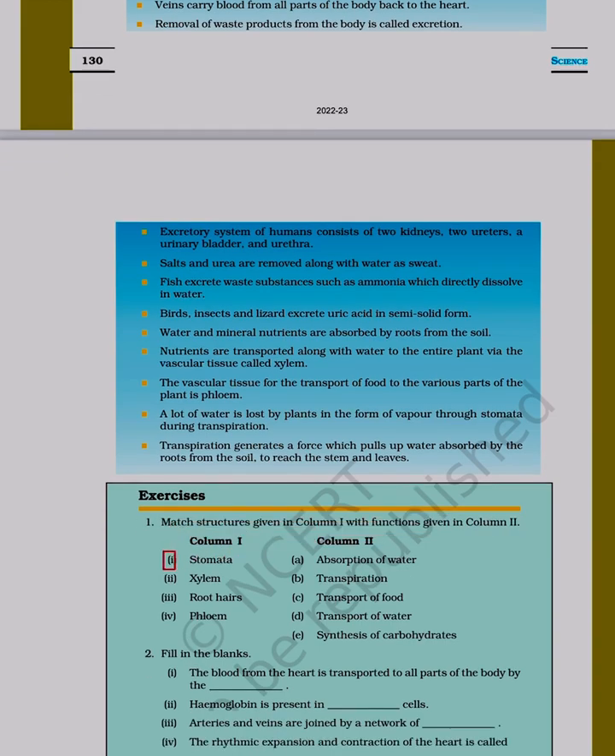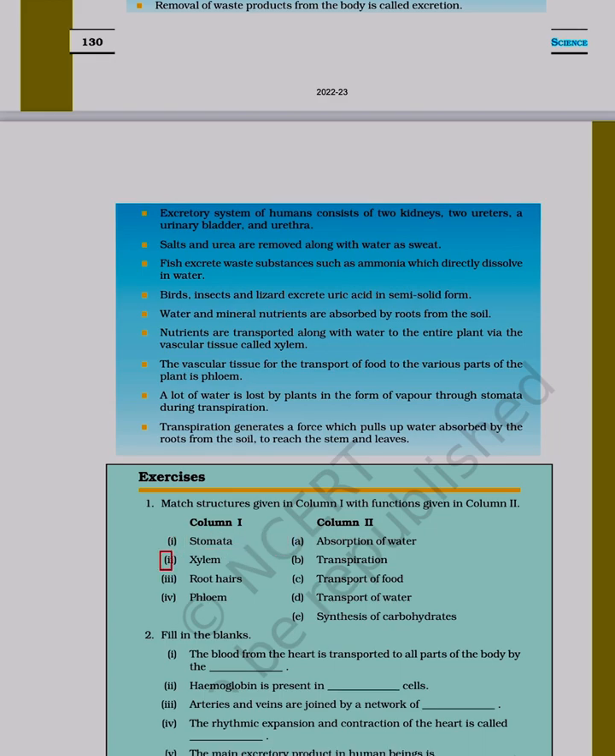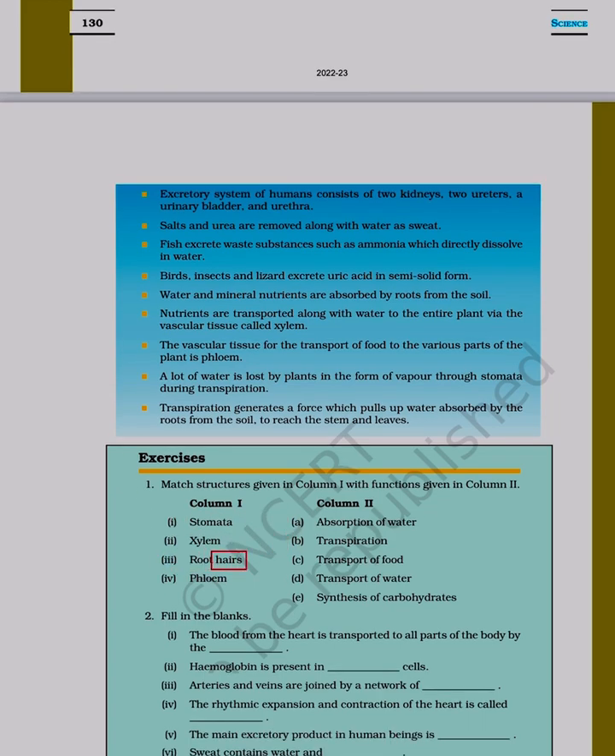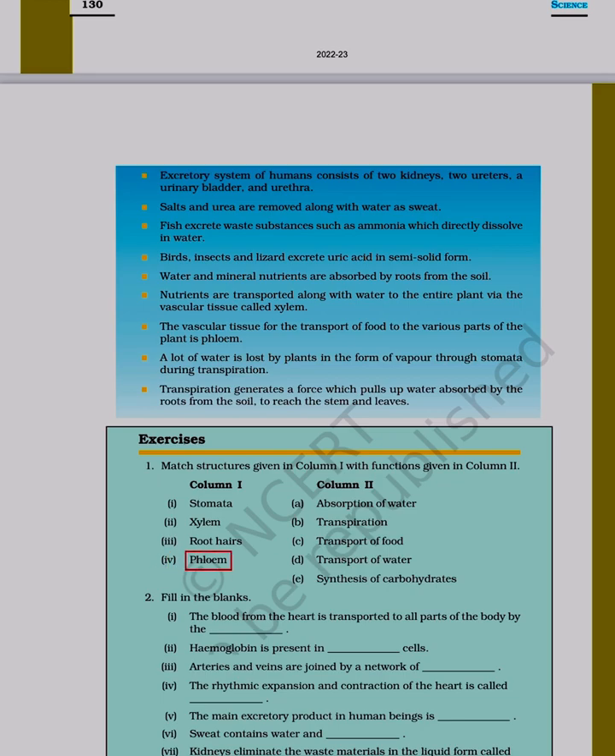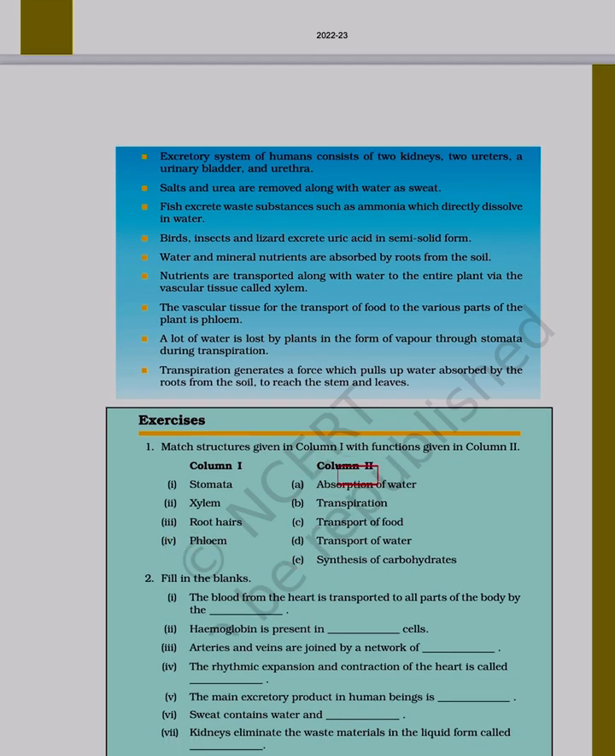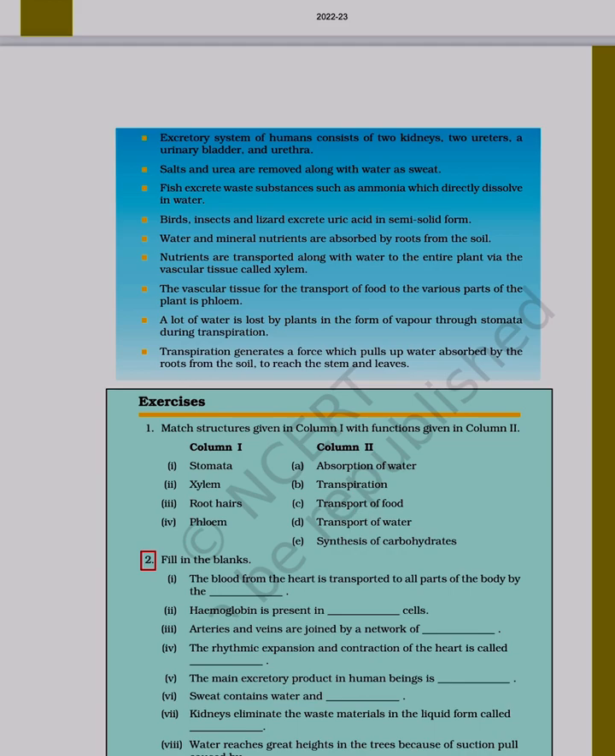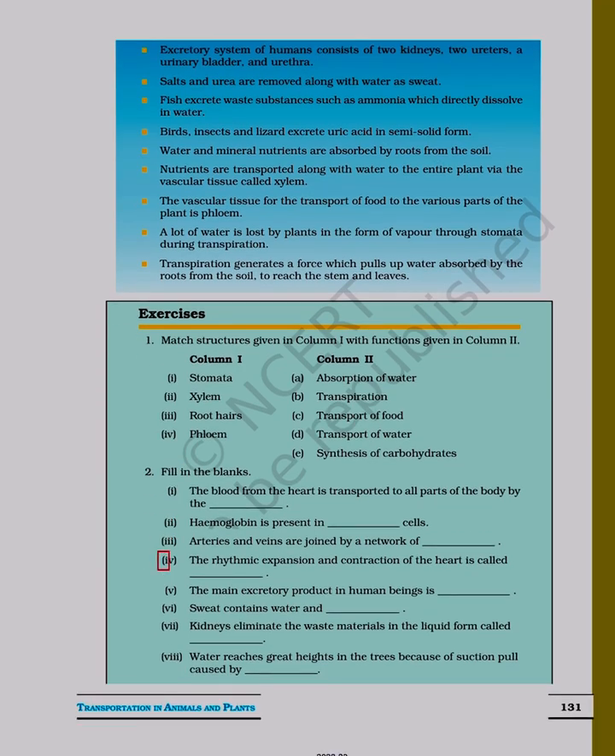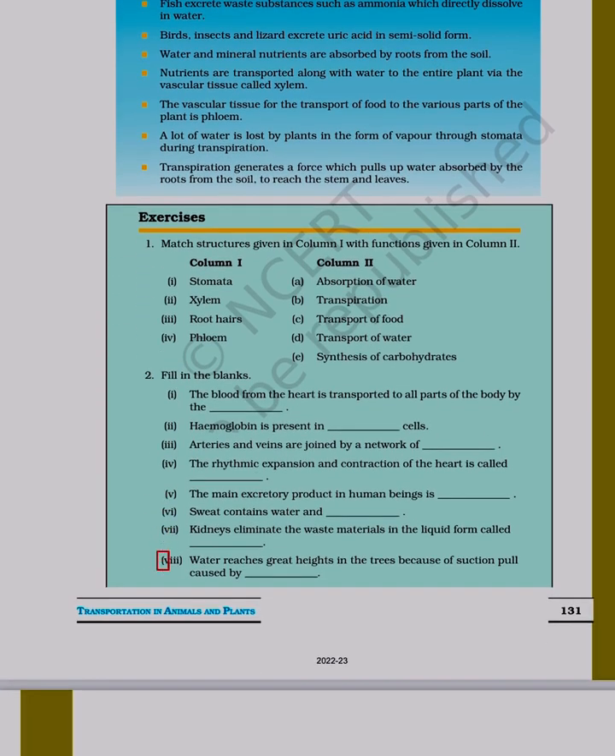Exercises. 1. Match structures given in Column I with functions given in Column II. Column I: Stomata, 2 xylem, 3 root hairs, 4 phloem. Column II: Absorption of water, transpiration, transport of food, transport of water, synthesis of carbohydrates. 2. Fill in the blanks.